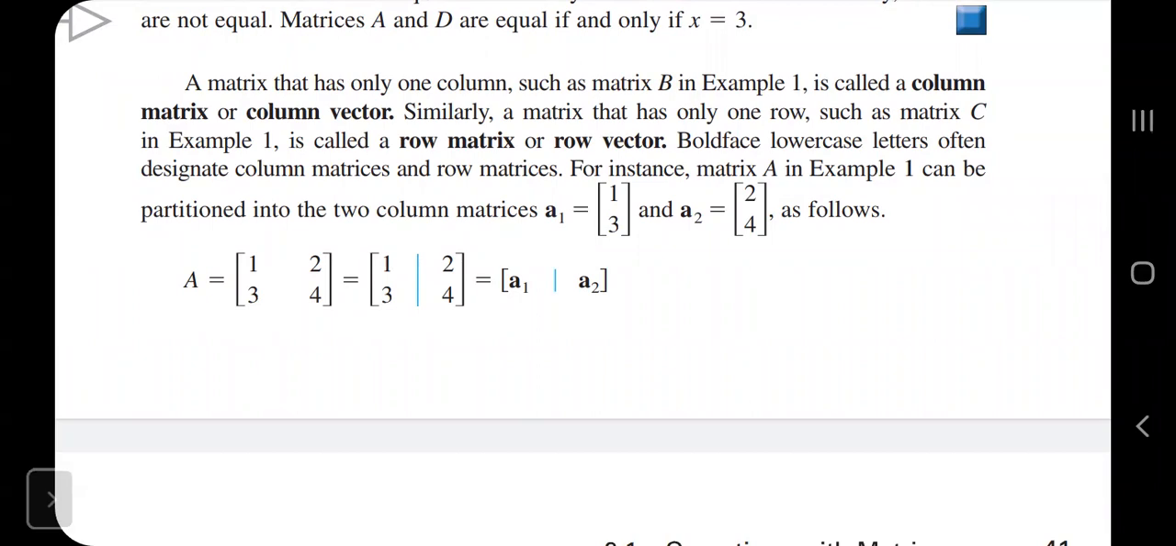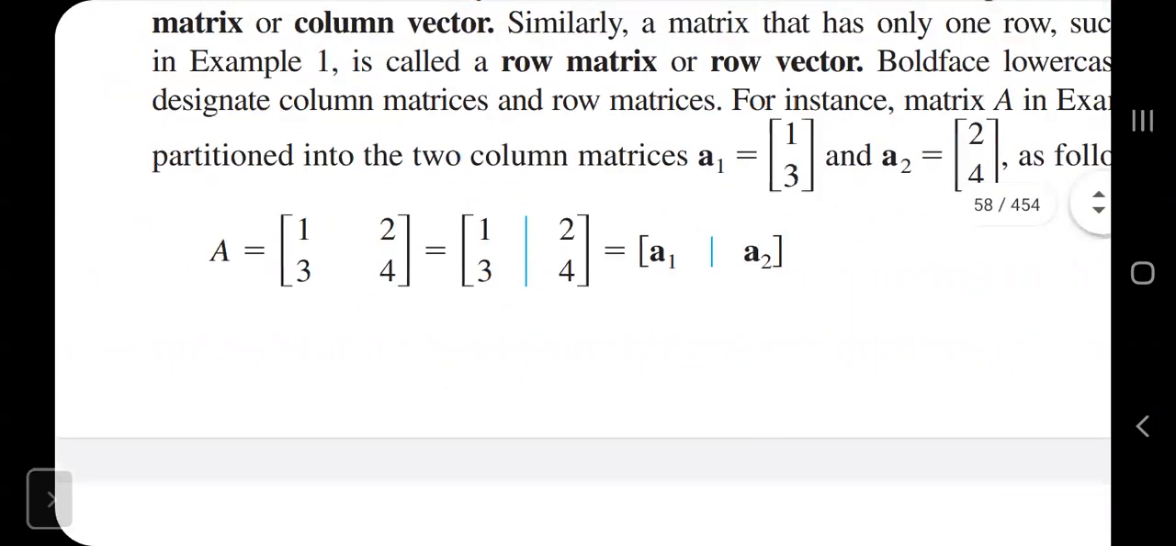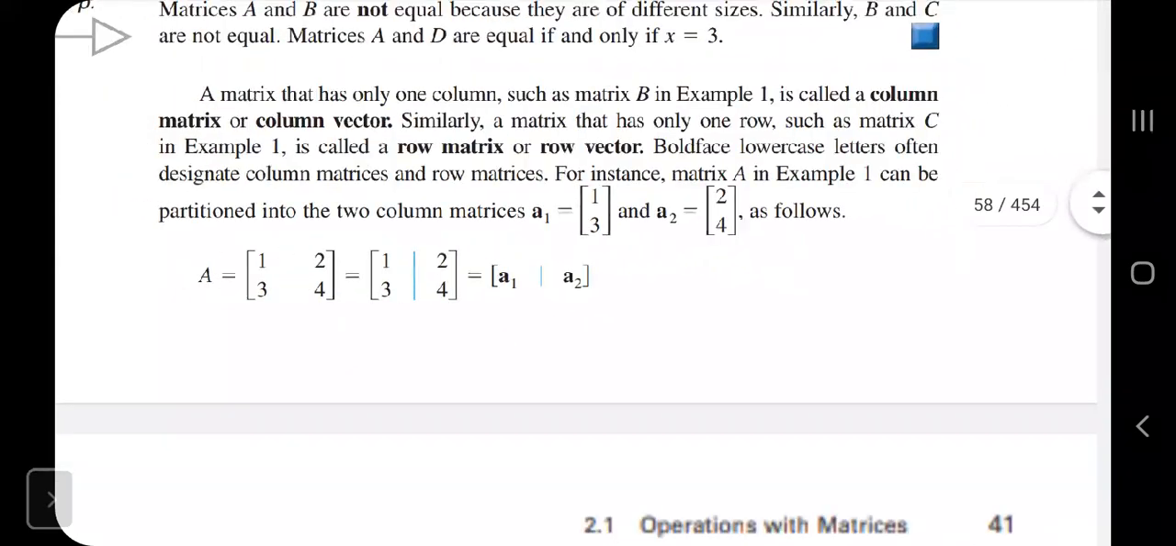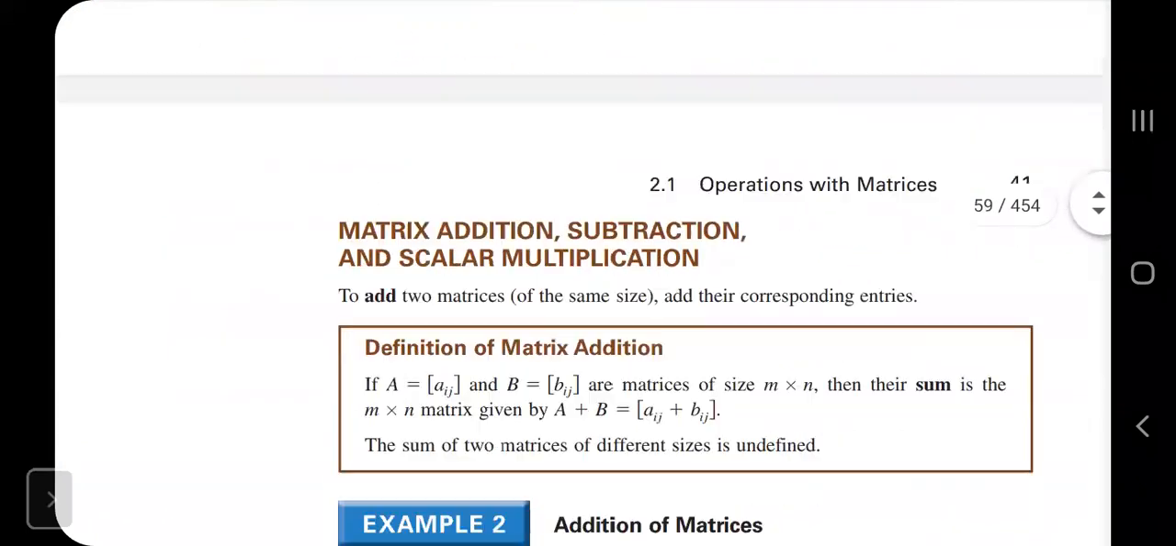Sometimes we'll partition a matrix. Look at this. Matrix A is 1, 2, 3, 4, and I could partition it into 2 separate columns, and write it A1, then a little line, then A2. A1 represents the column matrix of 1, 3, and A2 represents the column matrix of 2, 4. This is, again, just different notation that we're going to use, and I want you to get a little familiar and comfortable with it.